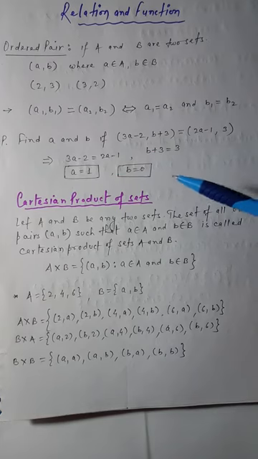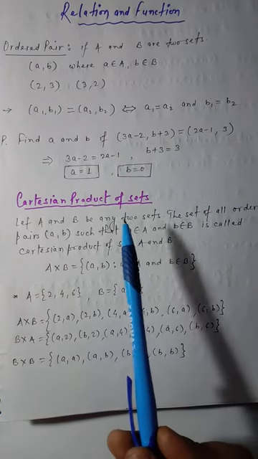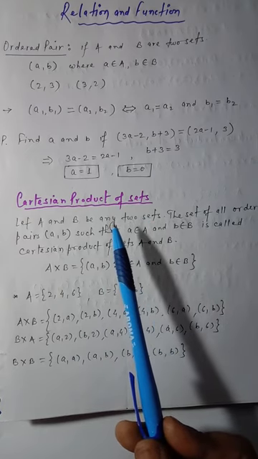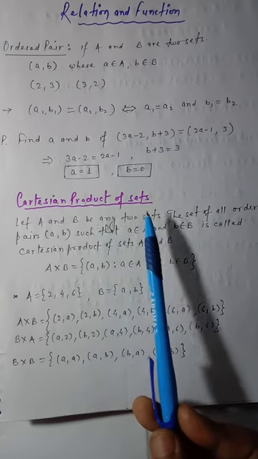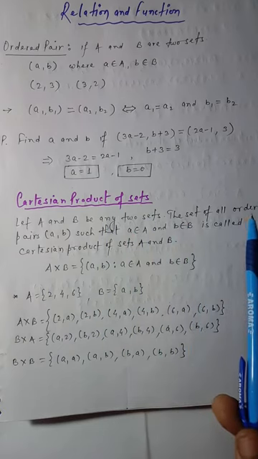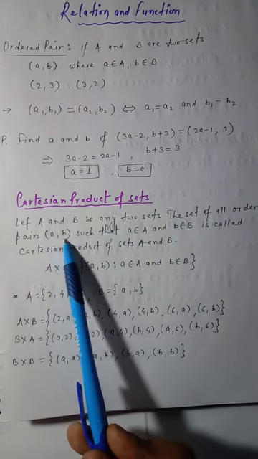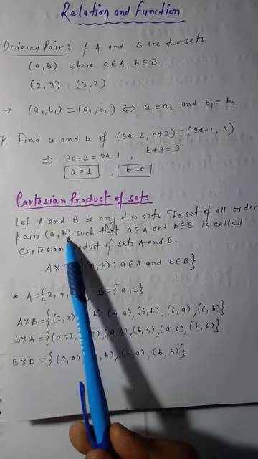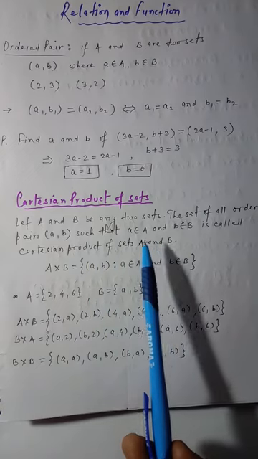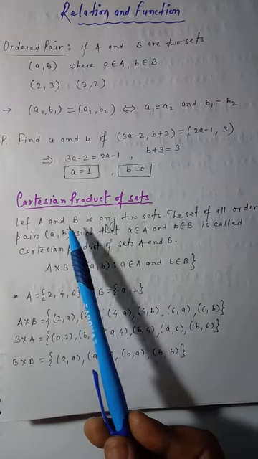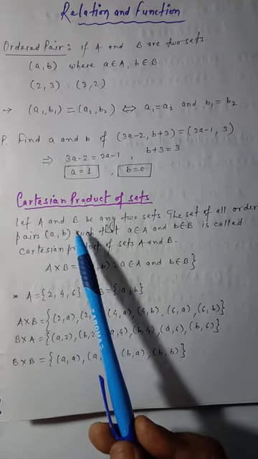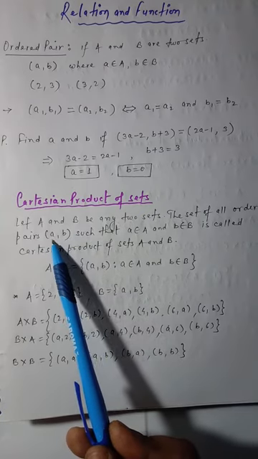Okay. Now come to the Cartesian product of sets. So Cartesian product is actually an operation. It is not actually multiplication of sets. It is a product of two sets. And if A and B are two sets, then the set of all ordered pairs a comma b, such that a belongs to A and b belongs to B, is called the Cartesian product of sets A and B. What does it mean? It means the Cartesian product of A and B is a set, and the elements in this set are in the form of ordered pairs.